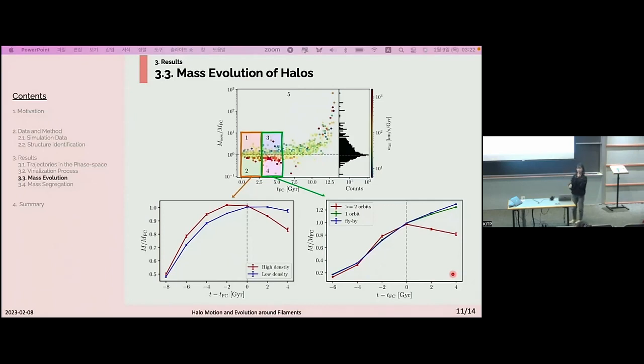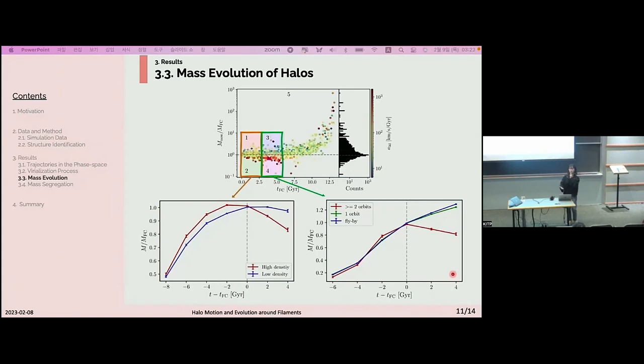No, it's just that if I take any halo whatsoever and wait for 10 billion years, I can expect its mass to grow by a factor of a few, which is what you're showing here with the banana going up, right? Yeah. So have you tried removing the trend that is just due to halos growing in mass, to see whether halos that have crossed filaments have a different mass assembly history compared to halos that did not?